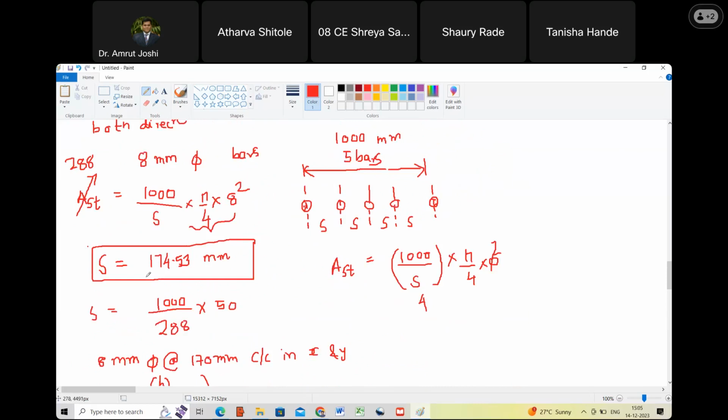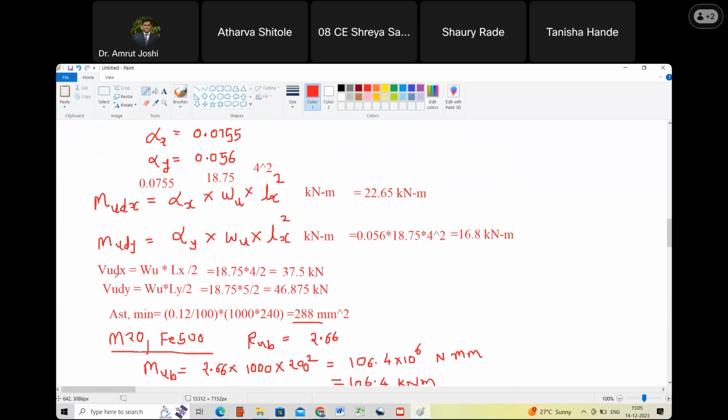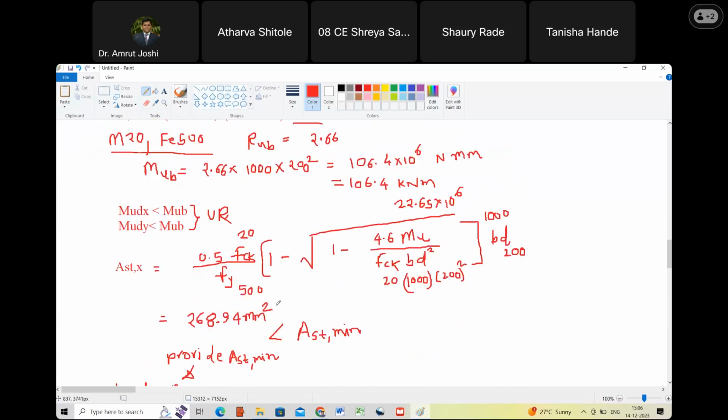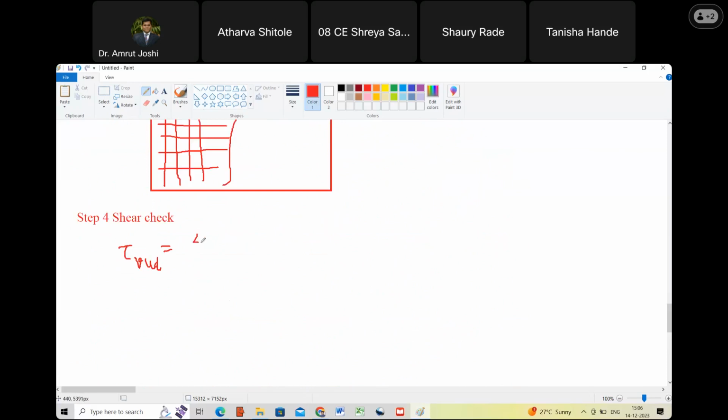Now we have two shear forces. कौन से shear forces हैं जरा बताओ, हमने calculate किए थे. One is VUDX and VUDY. We will consider greater of the two. If the slab is safe for greater of the two, it is naturally safe for the other one, isn't it? Yes, sir. So what is greater of the two? 46.875 kilonewton. Happy? Yes, sir. So I will take that 46.875 into 10 power 3. This is the force in Newton.